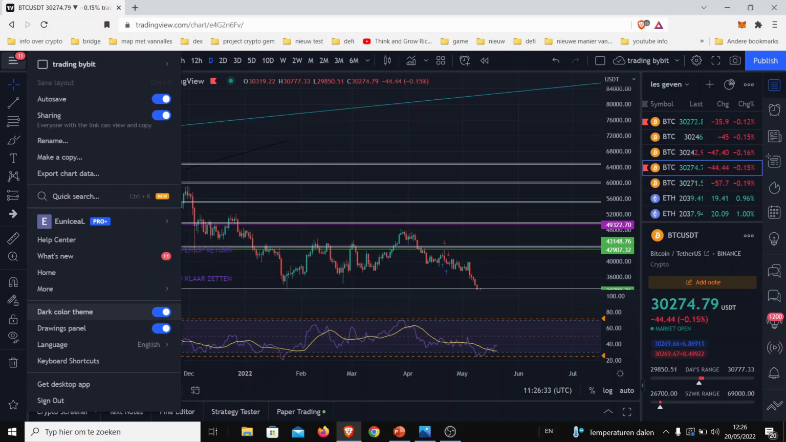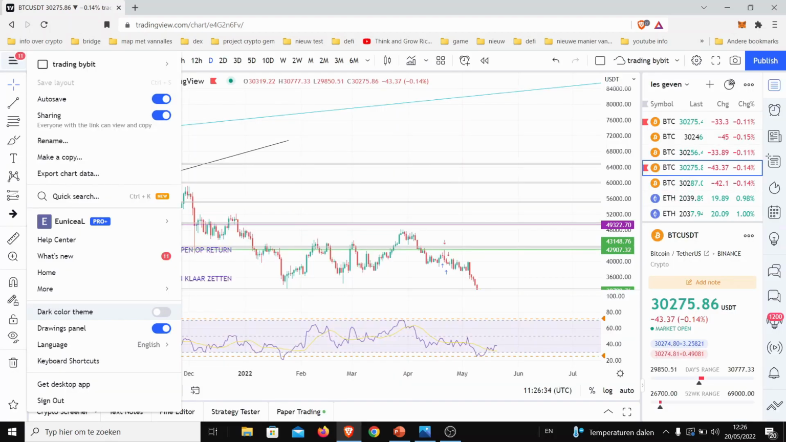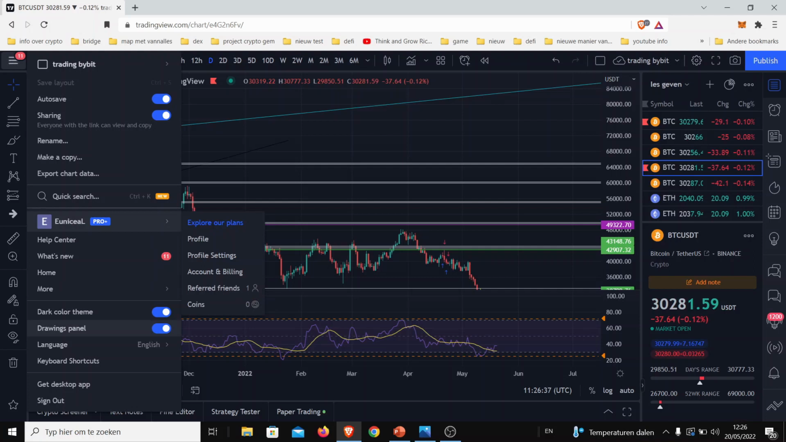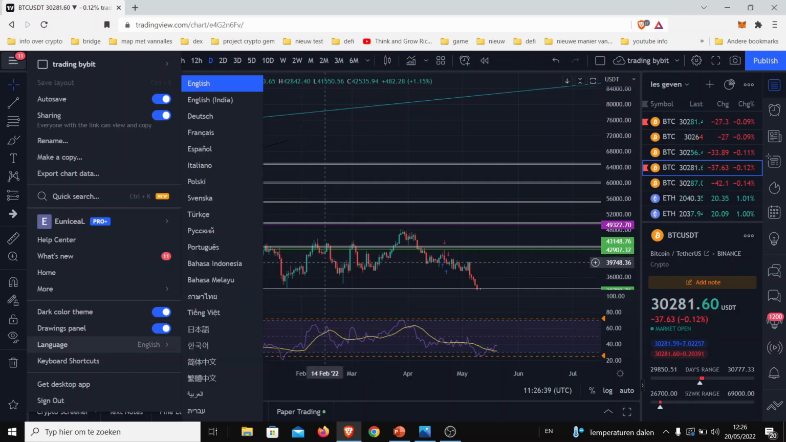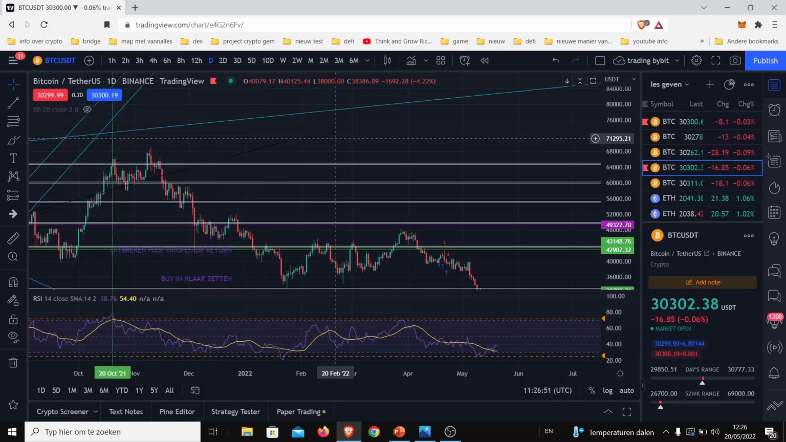Dark color theme, so you can also, like I said, change this one, and then you can also look in the other settings if you want to adjust the candles and something like that. That is also possible. Language you can change also if you need a different language. I prefer to keep it in English because it's the most common language that we use for these kinds of things. Okay, so those are the settings that you can do.